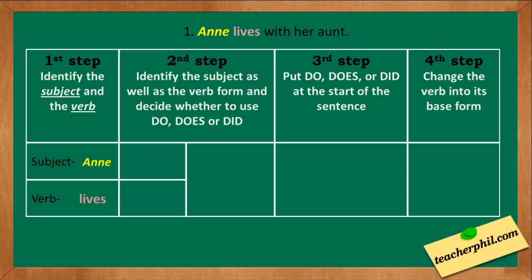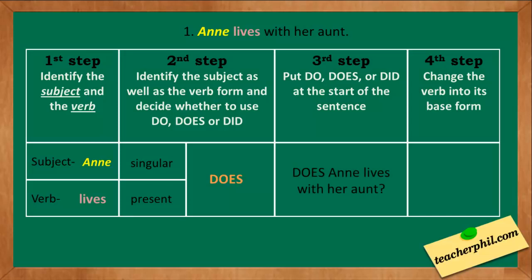The second step, identify the subject as well as the verb form and decide whether to use do, does, or did. The subject in this sentence is Anne, and it is in singular form, while the verb lives is in present form. Therefore, we should use does. The third step, put do, does, or did at the start of the sentence. So your sentence will now be, does Anne lives with her aunt?